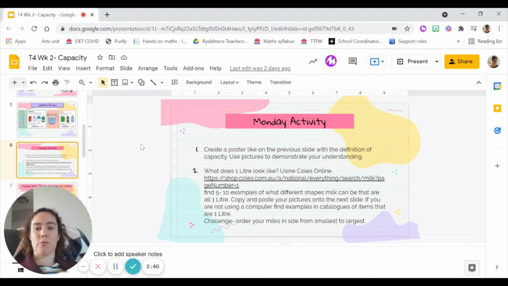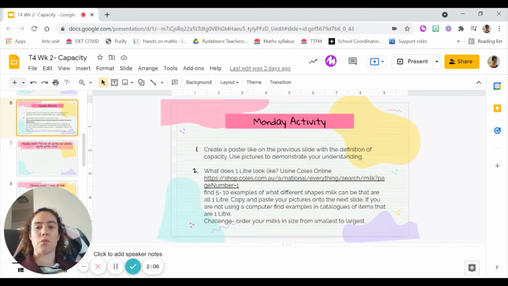So our Monday activity we have here is create a poster like on the previous slide with the definition of capacity. Use pictures to demonstrate your understanding. So when we are normally in class, we use our maths grid books to write down our definitions. We might draw a picture to go with it. That's what we're going to do at home. We're going to create a little bit of a capacity poster. You can use the pictures on the previous slide and the definition and the words on the first slide that we looked at to create your poster. That's making your own poster, your own definition to help build your understanding.